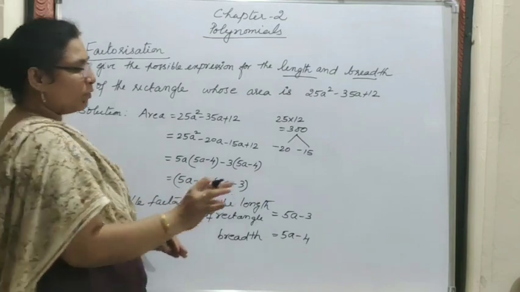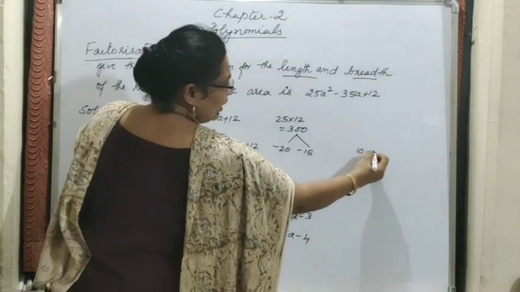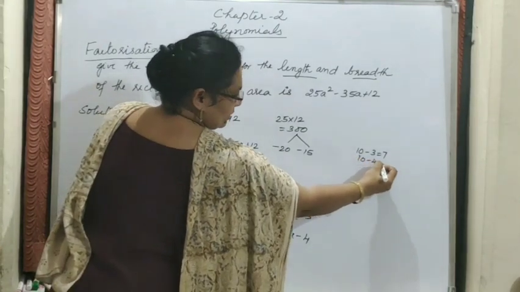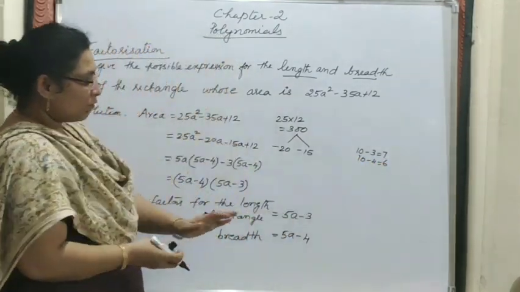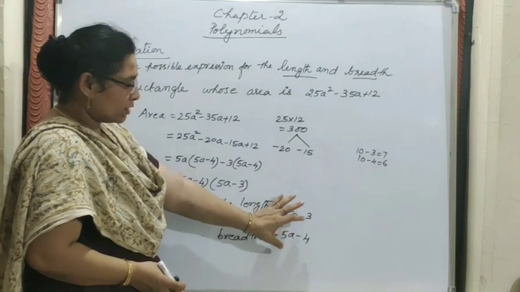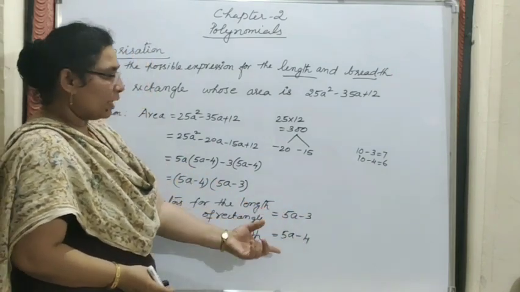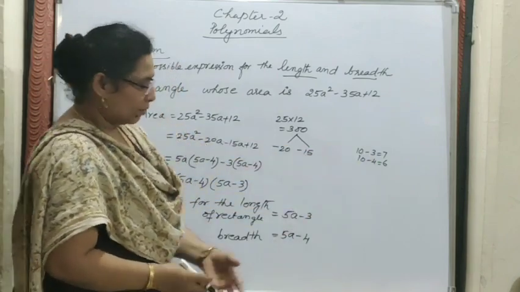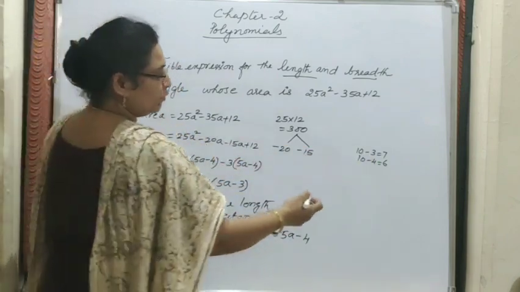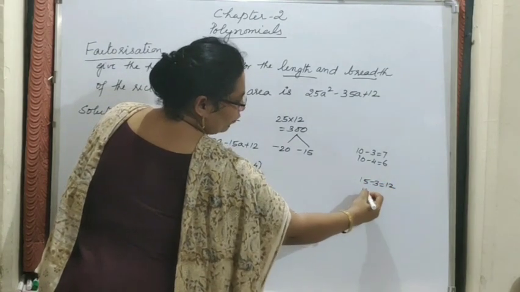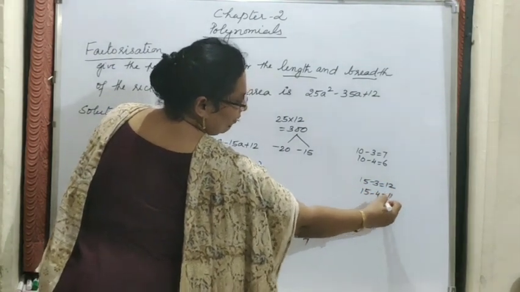Suppose 5a is equivalent to 10. 10 minus 3 is 7, right? Again 10 minus 4 is 6. So from the common term, that is the fixed number, we are subtracting 3 and 4. So which will be the greater? 7 is the greater number. If I go for 5a as 15, 15 minus 3, what is the answer? 12. And 15 minus 4, the answer will be 11.